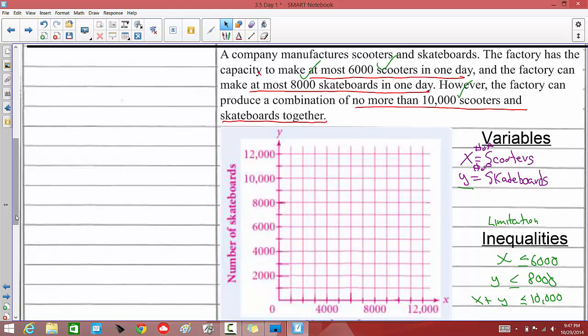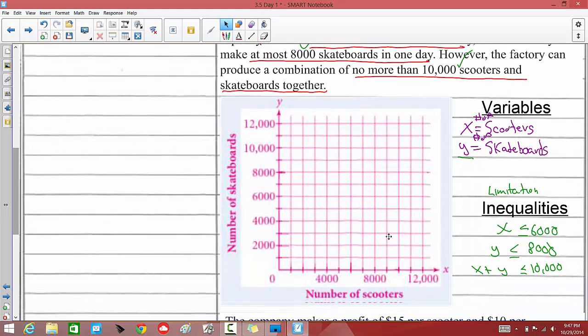Now, since we have our inequalities, our next goal is to graph those inequalities. So let's start by graphing x is less than or equal to 6,000. What would that line look like? Let's do that one in purple. Well, that would be a vertical line, going at 6,000. Right there, here's our vertical line. I'll draw it as good as I can right there.